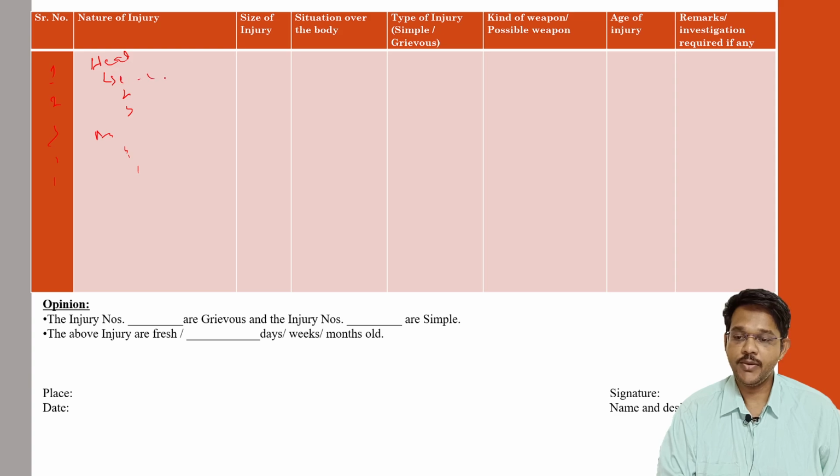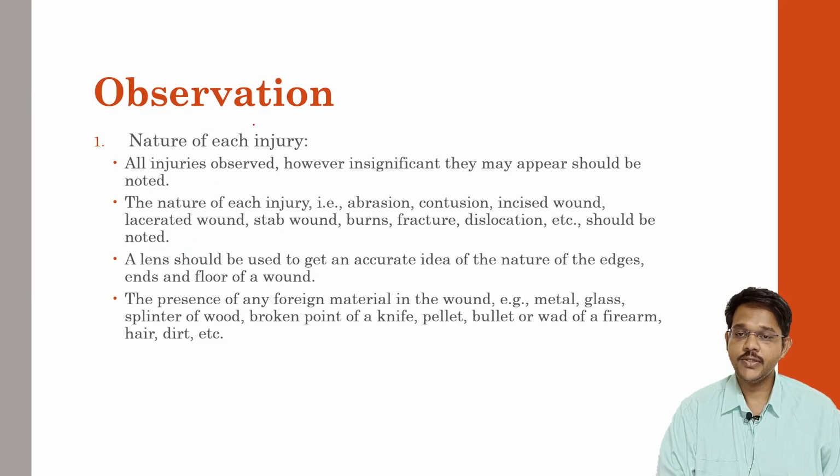So the first injury may include the nature of injury, size of injury, which I'll discuss in the next slides. So observation: the first part, you have to observe the nature of each injury. Each injury has to be narrated. Whatever the injury, from head to toe, has to be noted. Nature of injury includes whether there are abrasions, contusions, incised wound, lacerated wound, stab wound, burns, fracture, dislocation, etc. These should be noted.